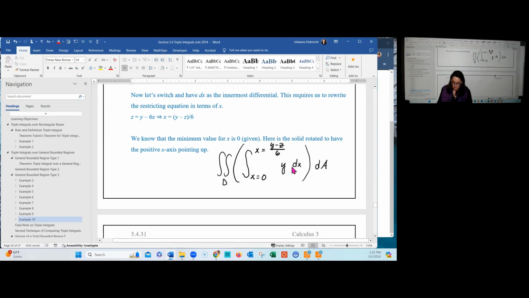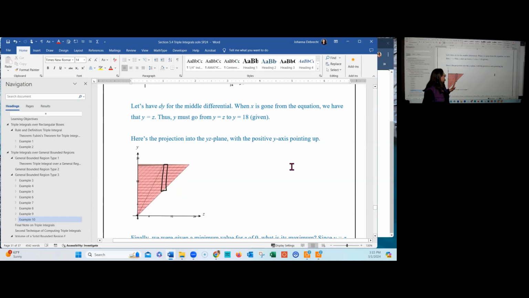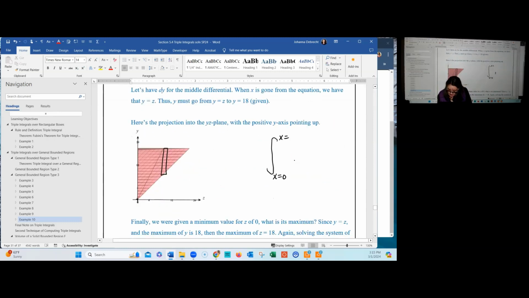Let's now add to it what we found from the inner differential by looking at the projection with the y pointing directly up. So again, our innermost integral is going to be x equals 0 to x equals, I've forgotten what it was again. Let me scroll up. y minus z divided by 6. The integrand is y. We go with respect to x first. And then we're going to go with respect to y.